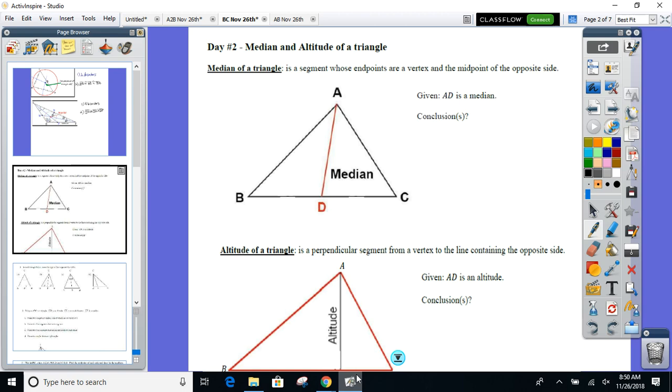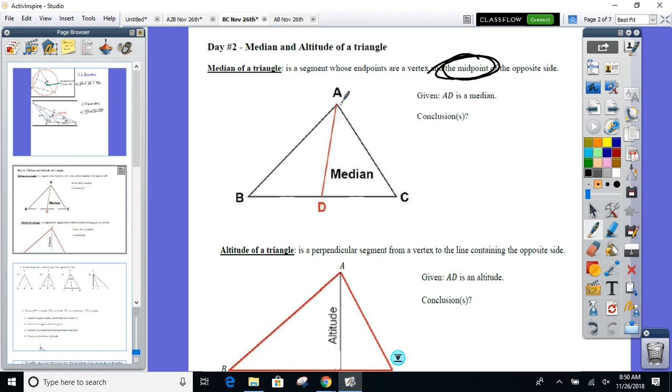All right, so it's a segment in a triangle. One end has to be on a vertex. In a median, it has to start at one of the vertices of the triangle. It can't be hanging out on one of the sides. It's got to start at a vertex, and it's drawn to the opposite side's midpoint.